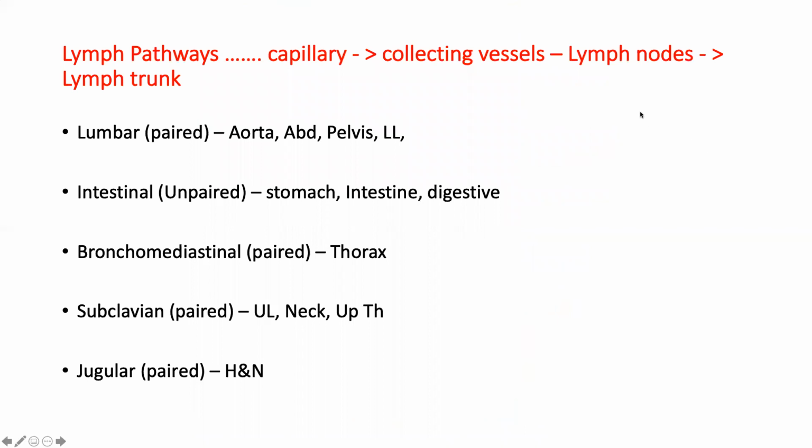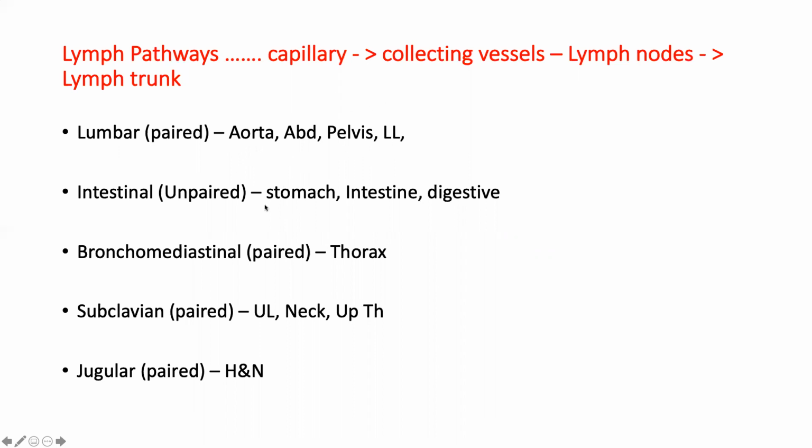So from the lymph node, efferent lymphatic vessels will come out, and finally these efferent lymphatic vessels will merge together to become lymphatic trunks. Depending on their drainage area from the abdomen, aorta, pelvis, and lower limb, they will finally become the lumbar lymphatic trunk. It is a paired structure. There will be a right and left lumbar lymphatic trunk, taking all the lymphatics from the aortic region, abdominal region, pelvic region, and lower limb.